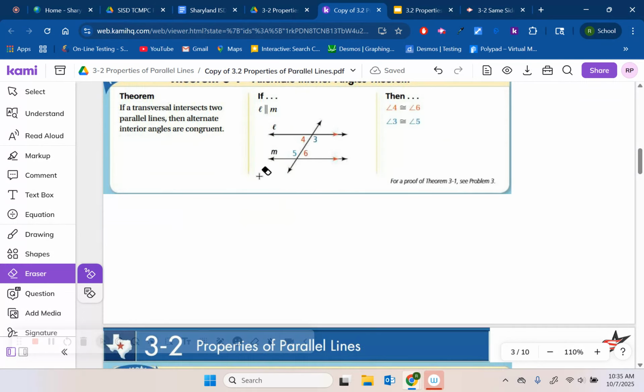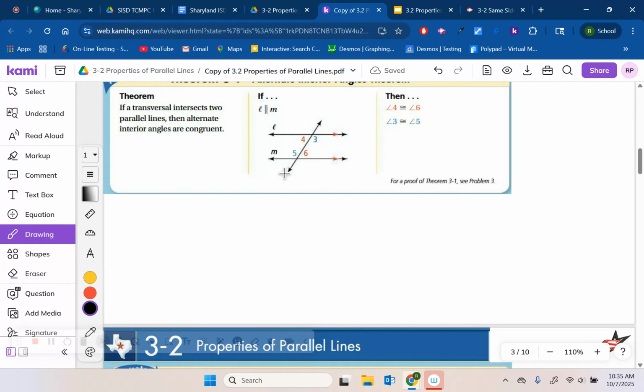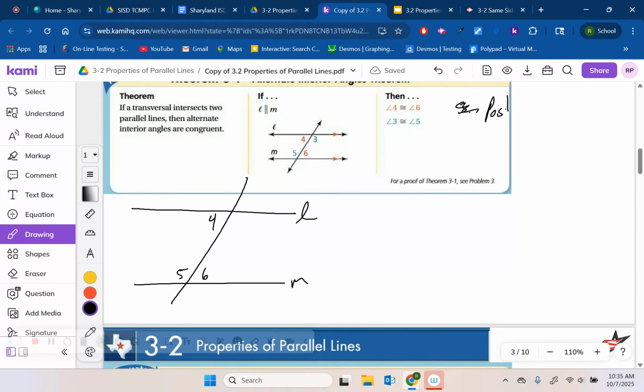So we know several things. I have my two parallel lines, L and M, and I make up my angles here. I'm looking at 4 and 6, for example. What do I know? How do I know they're parallel? Well, this side and this side, let's call this 5, from the postulate. The postulate says these add up to what? 180.